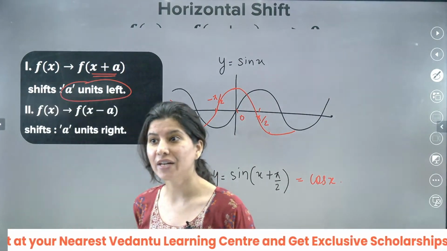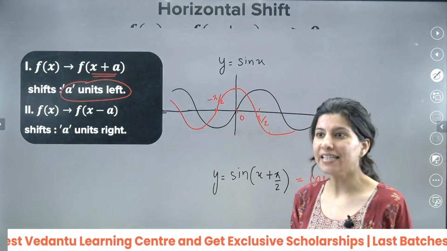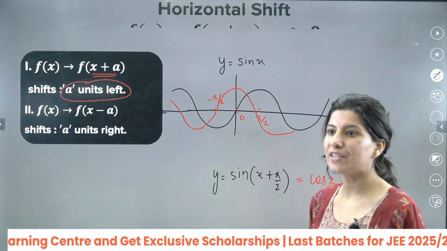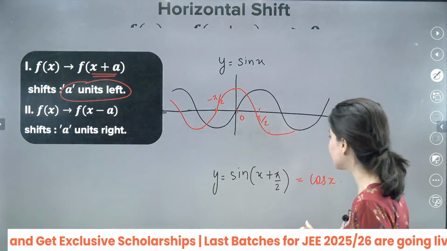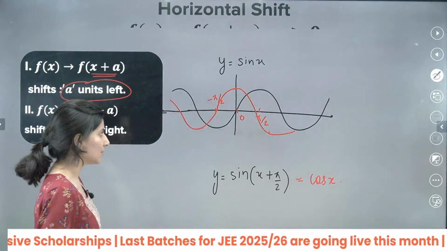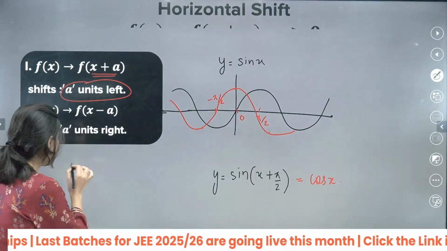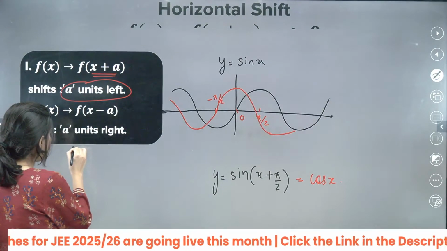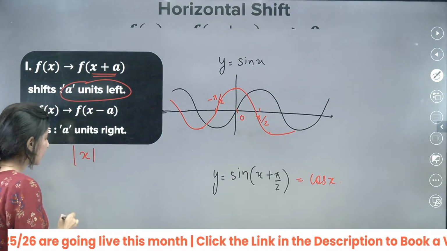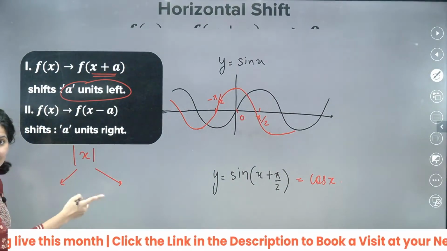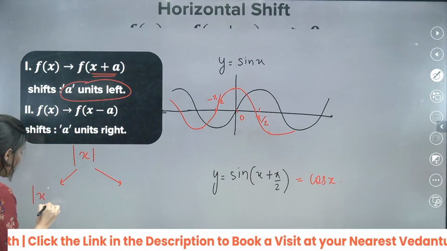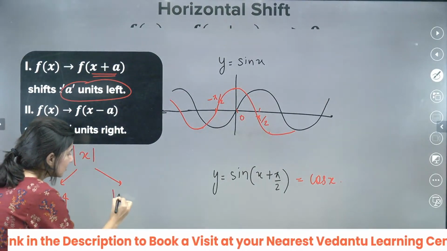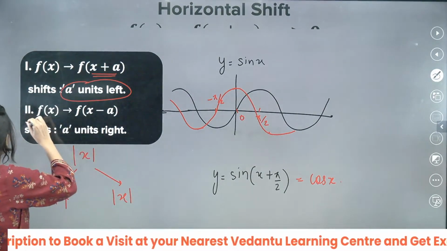Dharani is asking a great question. Dharani is asking, ma'am, how to identify if it is a horizontal shift or vertical shift? Very easy. Okay. Now let us just understand. Suppose we have mod of x, and I am giving you two things. Just tell me. Mod of x plus 4, and this is mod of x plus 4.